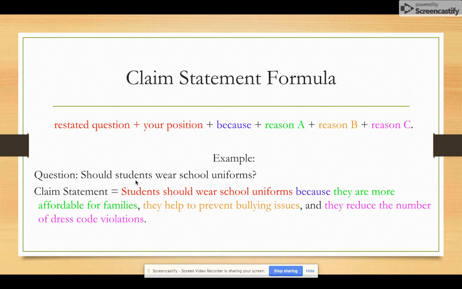So let's say you're supposed to write if students should wear school uniforms. So first you're going to state your stance. Students should wear school uniforms. Remember, we're not saying I think or I believe, because this is a formal paper, so we're not using I, and we know this is what you think or believe. It's your paper. So you want to sound very authoritative and powerful. Students should wear school uniforms.